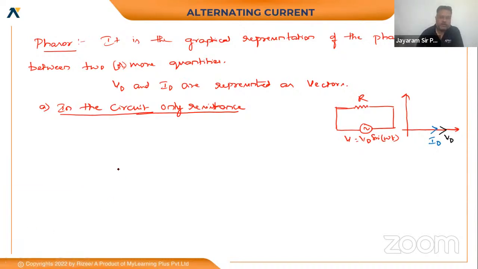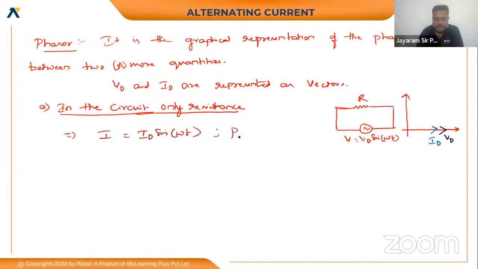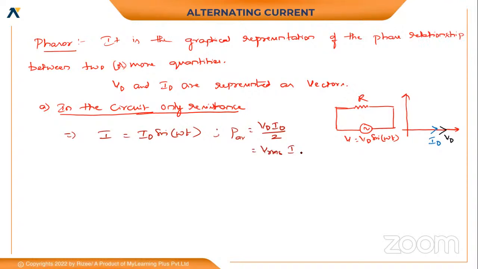There is no phase difference. So that implies the current equation is I equal to I naught sine of omega t. And the average power is V naught into I naught by 2, or equal to V RMS into I RMS. V RMS into I RMS is the same.